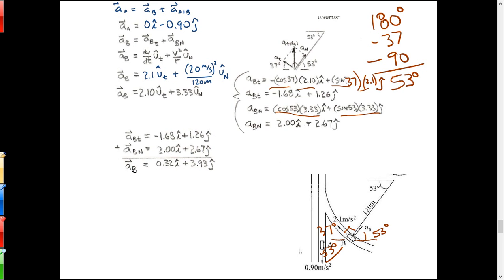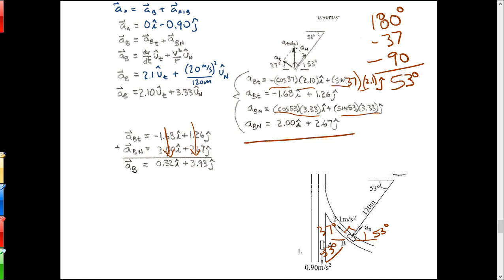And then the normal's up right at 53. So cosine 53 times 3.33 is the i, plus sine 53 times 3.33 is the j. So that's 2i plus 2.67j. What I'm doing there is taking each of these vectors, the normal and the tangential, and breaking them up into x and y coordinates. That's all I'm doing there. And then to get the total xy vector, I just add them up.